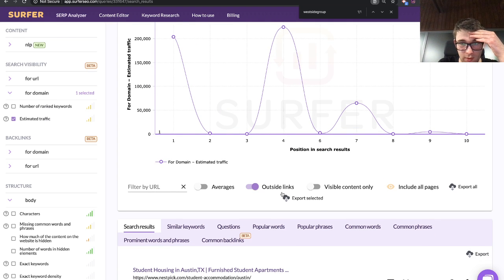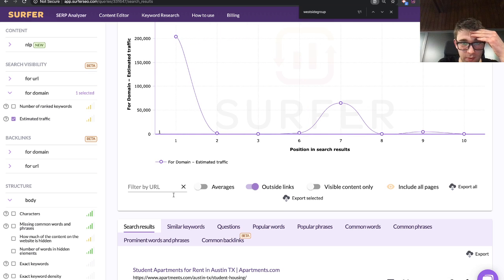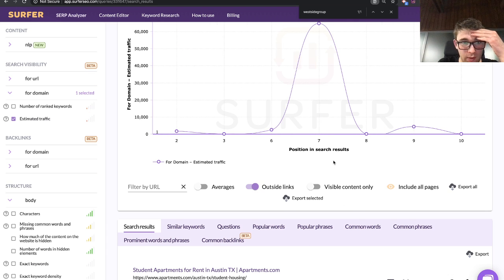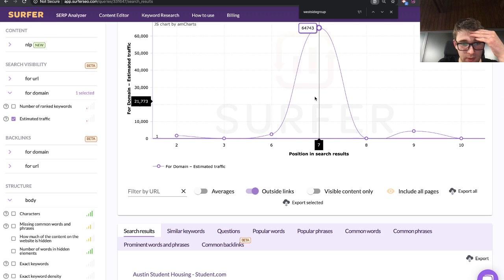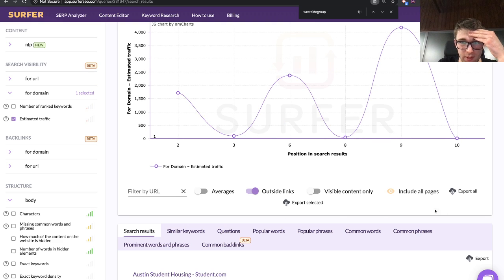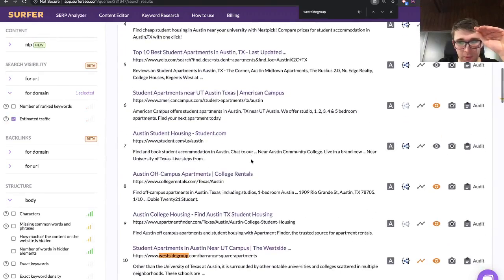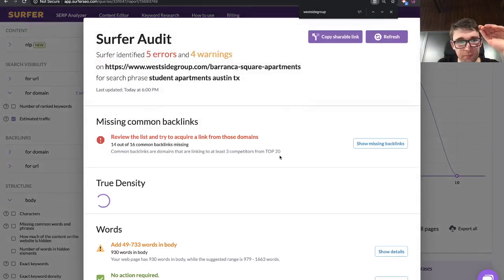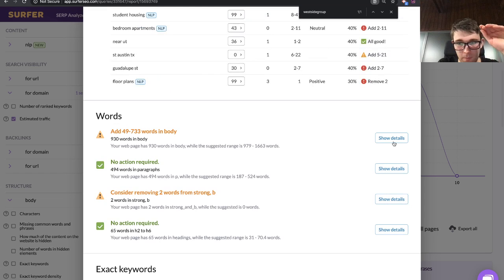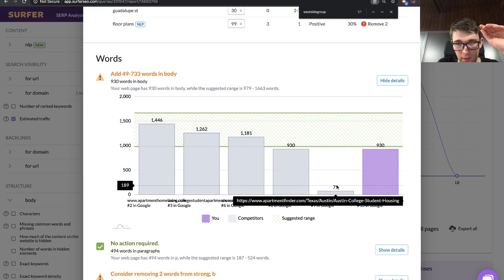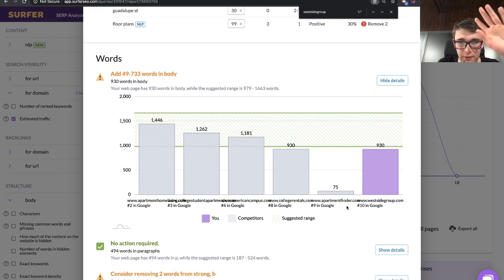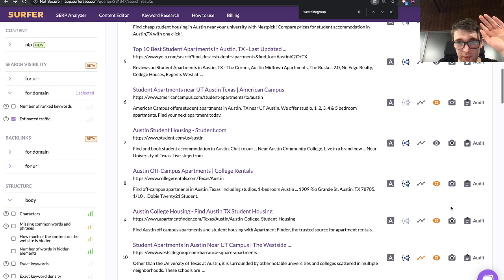Apartment.com. Let's pick maybe to exclude. Okay, this one is not that big. Student.com. I will exclude them. I will take a risk. Okay, the rest seems to be kind of lower authority, so we can kick off the audit. Okay, Apartment Finder, really shallow content, number 9, excluding, and of course excluding myself.